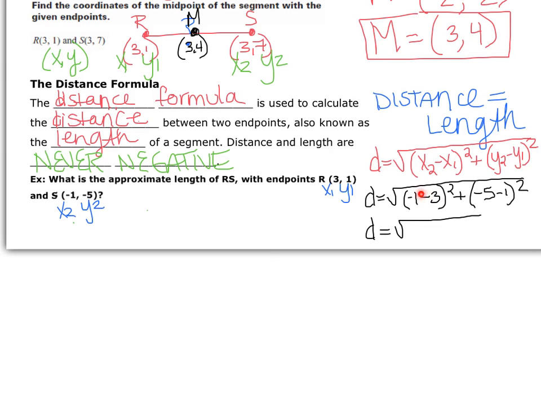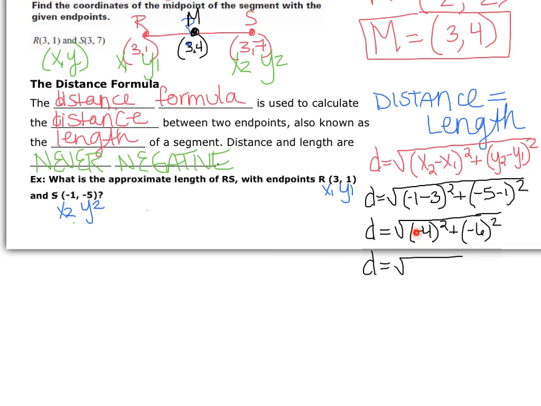I suggest using your calculator, because this is the stuff that we've kind of forgotten how to do a little bit, these integers. Remember, this says -1. So you're on the number line at -1, and you're going backwards 3 more. So that's -1 minus 3 is -4. We're still going to square that. And this is -5 minus 1 more is -6, and we're still going to square that. Now, distance and length are never, never, never negative.